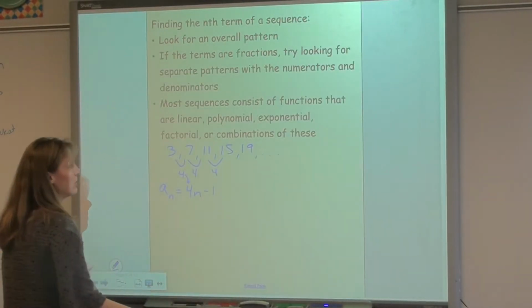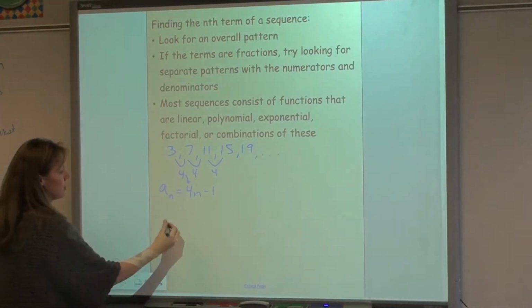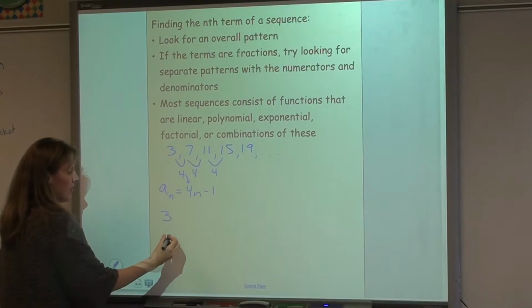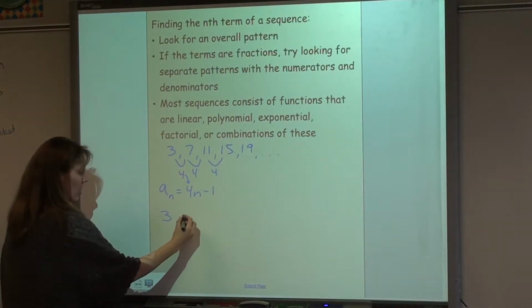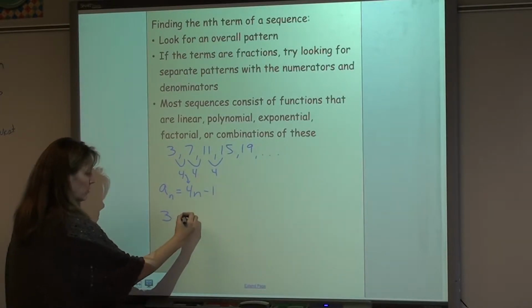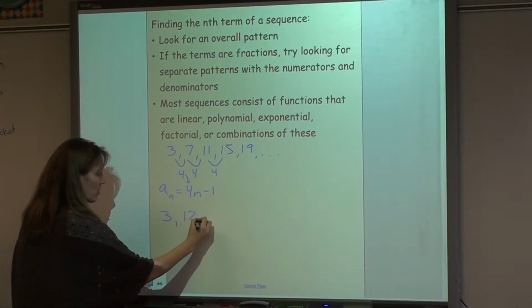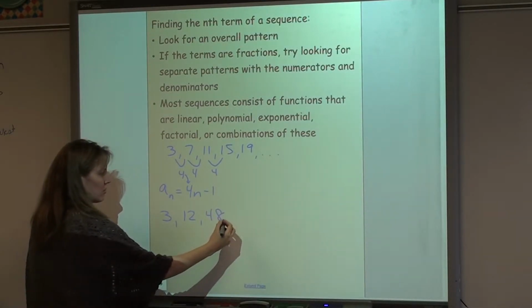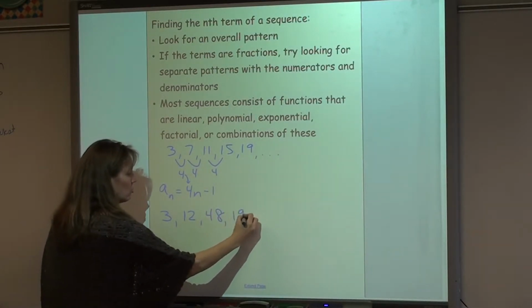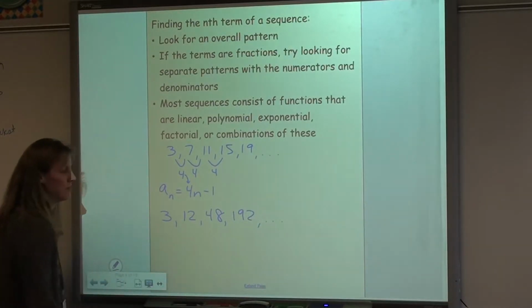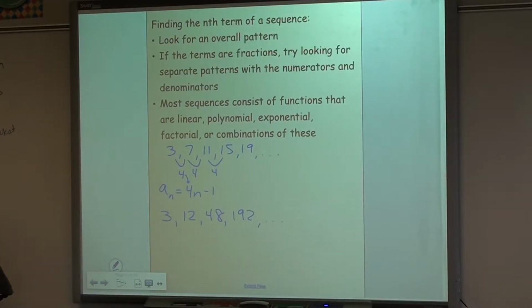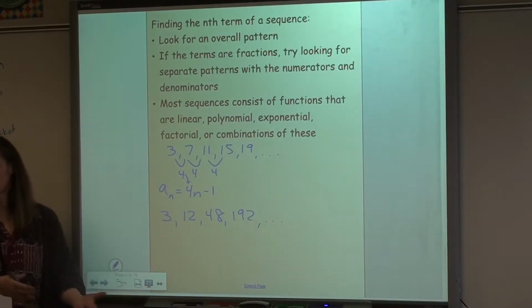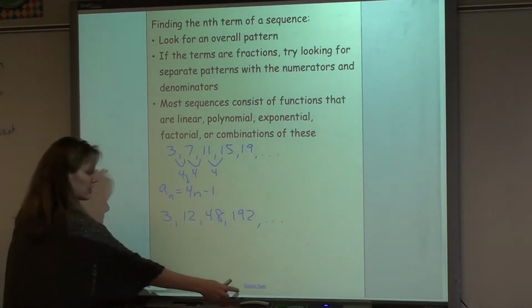All right, suppose we have a geometric sequence. So say we start with 3. And let's do times 4. So 3 times 4 is 12, times 4 is 48, then 192, right? Okay, so now we're not adding to get from one term to the next, we're multiplying to get from one term to the next, right?